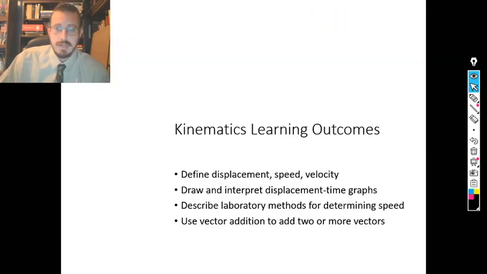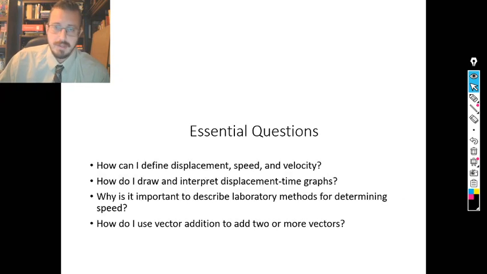All right, here are the learning outcomes. We're going to define displacement, speed, and velocity, draw and interpret displacement time graphs, describe laboratory methods for determining speed, and then use vector addition to add 2 or more vectors.